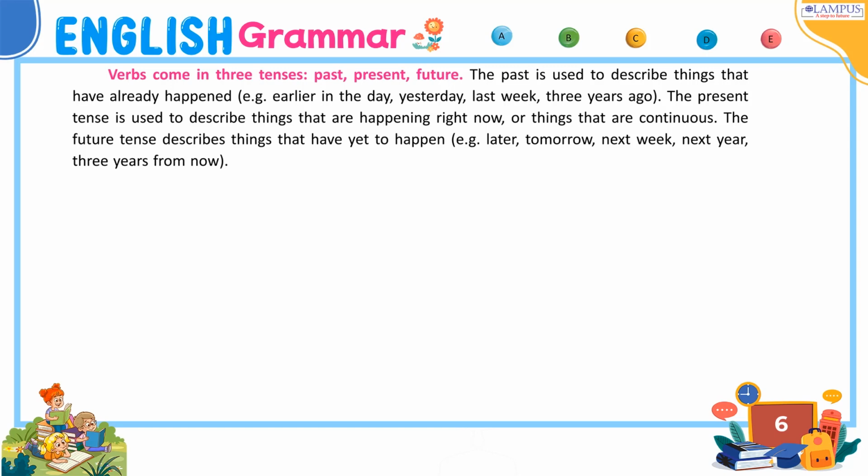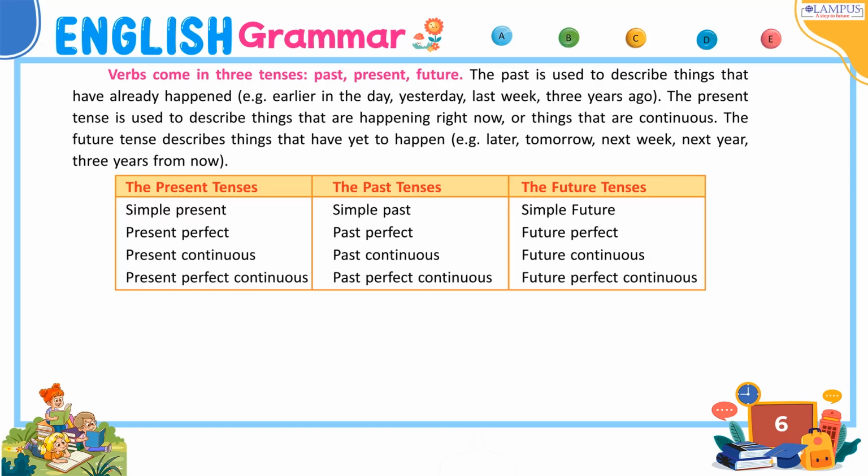The present tenses, the past tenses, the future tenses: simple present, simple past, simple future, present perfect, past perfect, future perfect, present continuous, past continuous, future continuous, present perfect continuous, past perfect continuous, future perfect continuous.